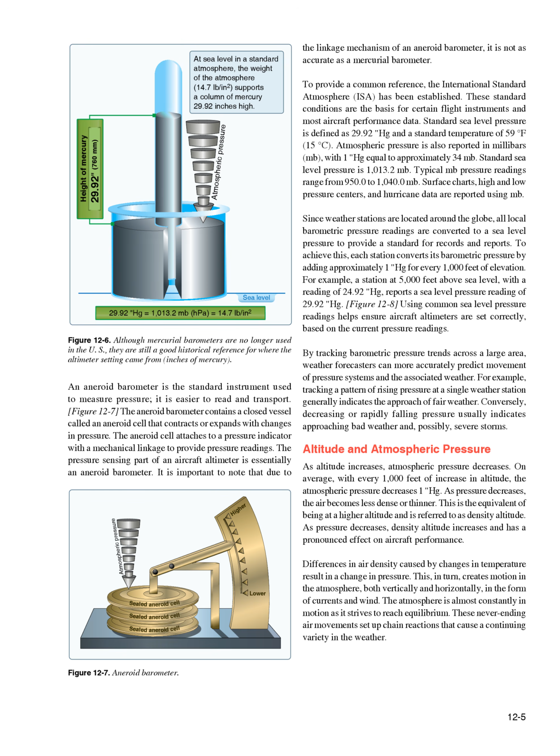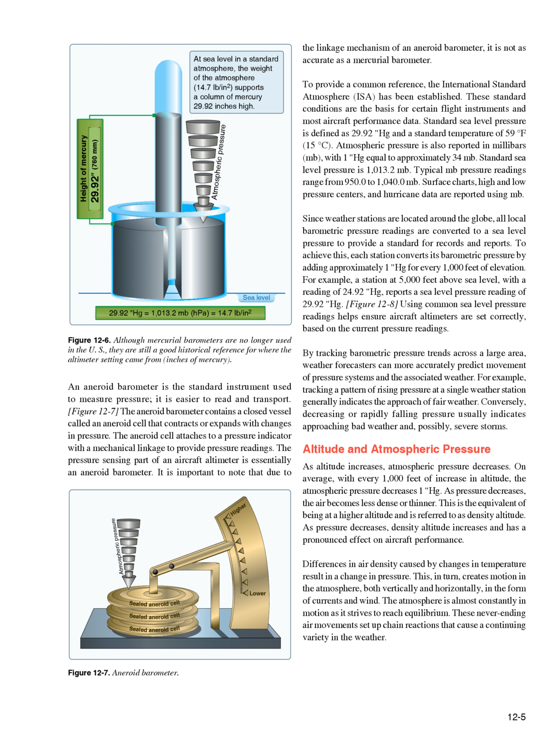Atmospheric pressure is also reported in millibars, MB, with 1 Hg equal to approximately 34 MB. Standard sea level pressure is 1013.2 MB. Typical MB pressure readings range from 950.0 to 1040.0 MB. Surface charts, high and low pressure centers, and hurricane data are reported using MB.